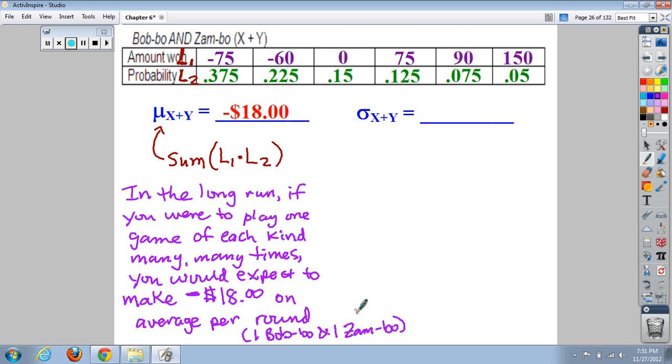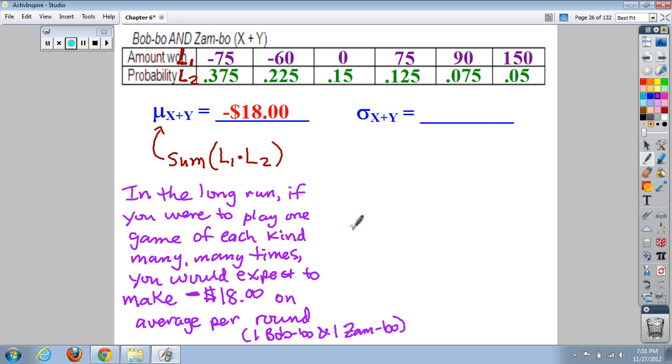Okay, so if you were to play one Babbo and one Zambo over and over and over and over, sometimes you're going to win 150 bucks. Sometimes you're going to come out even. Sometimes you're going to lose money. And if you took all of those times that you would play one game of Babbo and one game of Zambo, and calculated the mean, the average of all of your winnings, and really all of your negative winnings as well, on average it would come out to be 18 bucks in the hole. So is it really worth playing these two games in the long run, over and over and over?